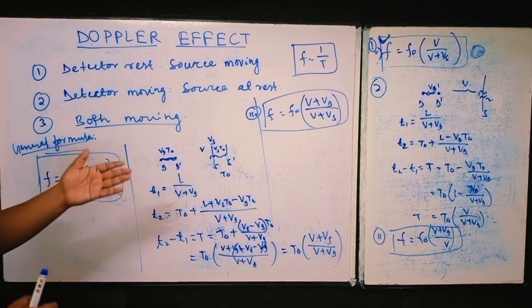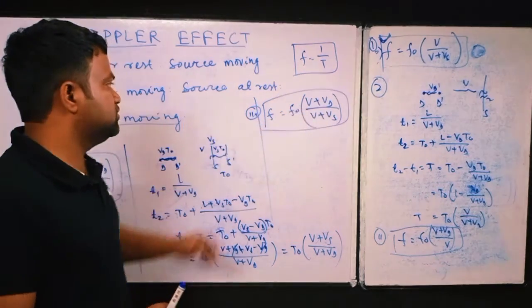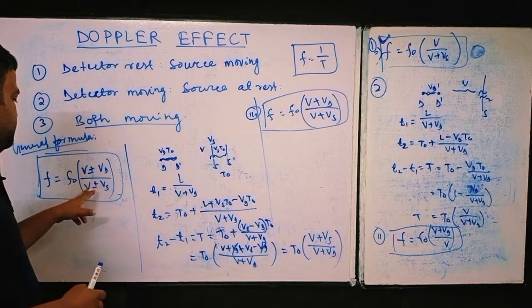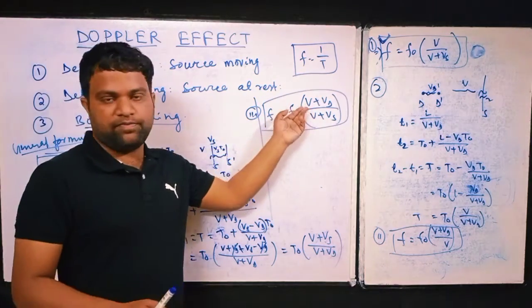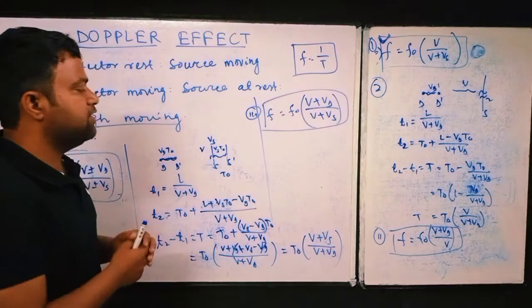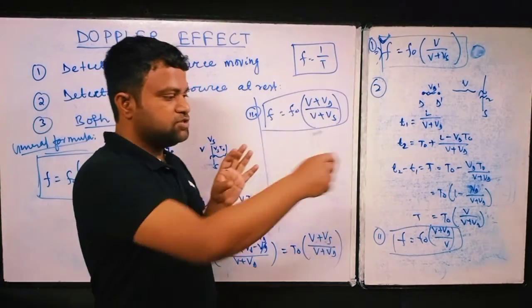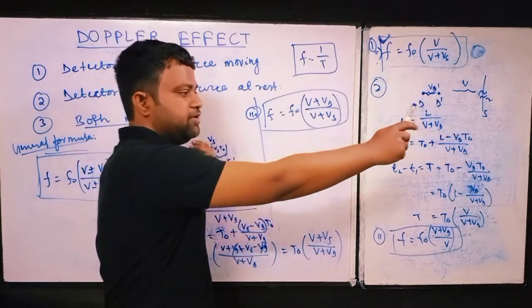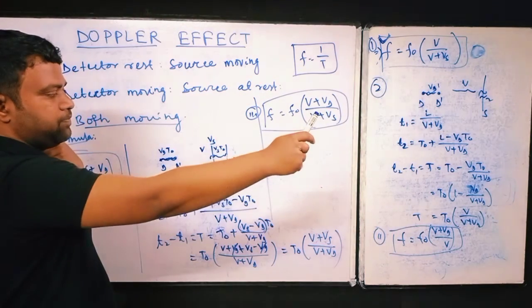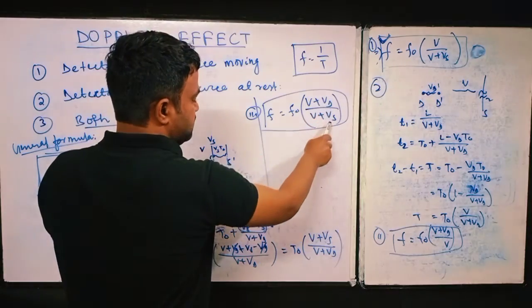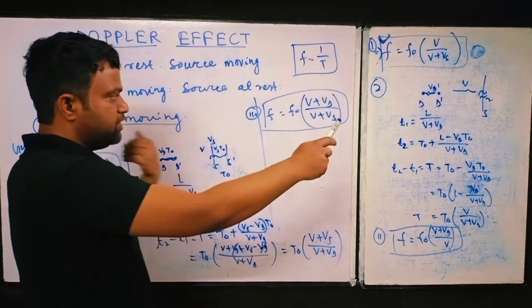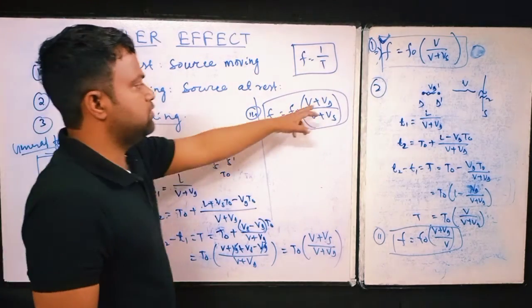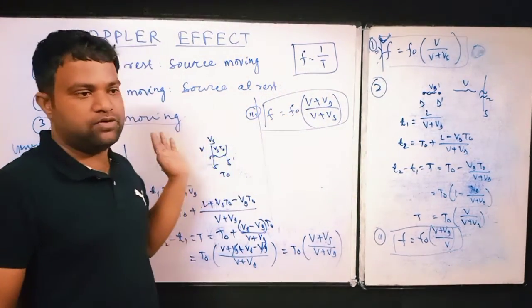And finally, if both are moving with two different speeds, you can use V plus Vd and V plus Vs. This is the final, third formula you are getting. Now accordingly, suppose the source is moving forward and the detector is moving away, right? So here plus, but the detector is moving away, so detector minus. The signs will change accordingly.